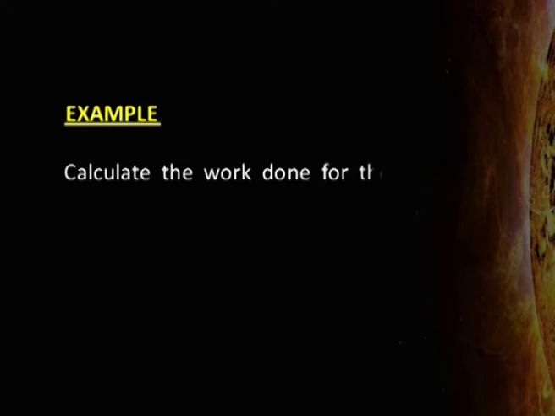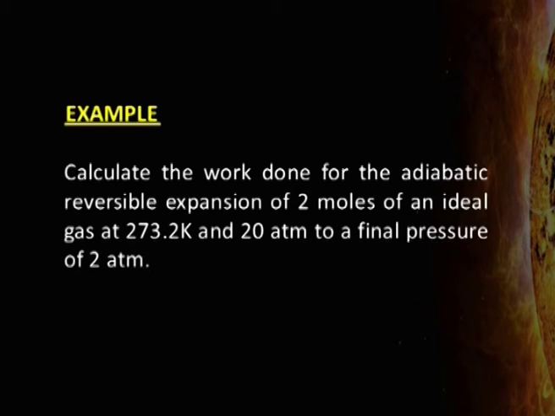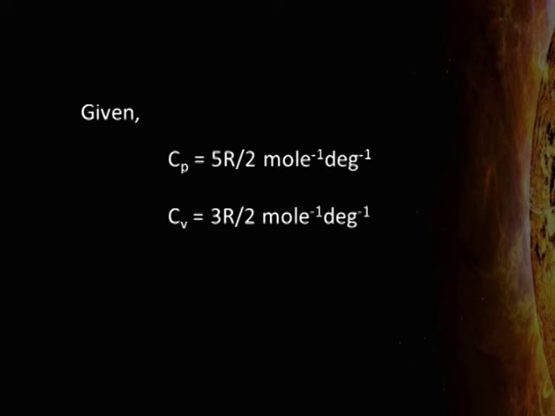Calculate the work done for the adiabatic reversible expansion of 2 moles of an ideal gas at 273.2 Kelvin and 20 atmospheres to a final pressure of 2 atmospheres. Given that Cp is equal to 5R by 2 per mole per degree, Cv is equal to 3R by 2 per mole per degree, and universal gas constant R is equal to 8.314 joule per mole per degree.